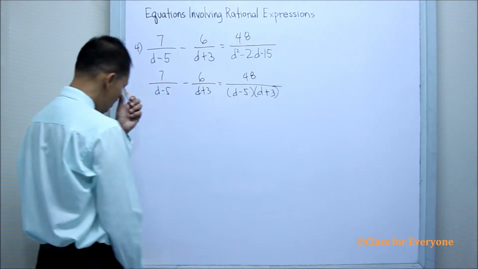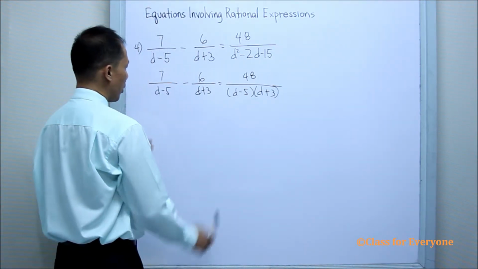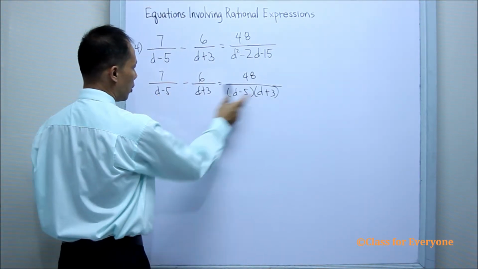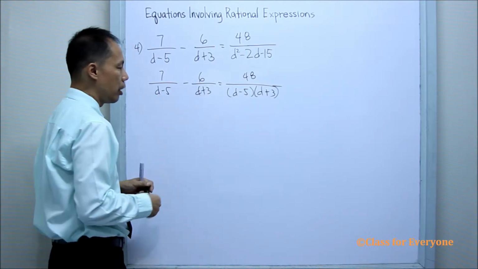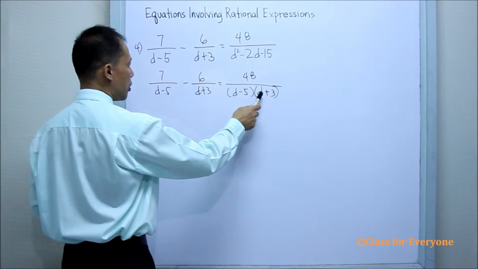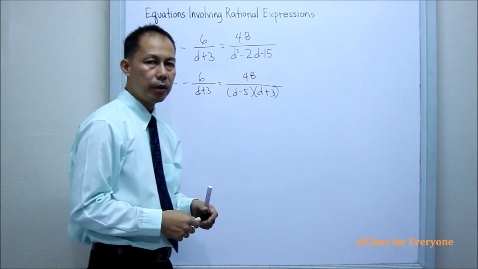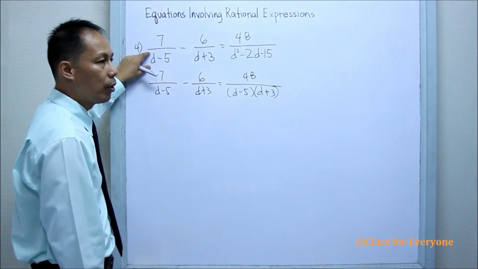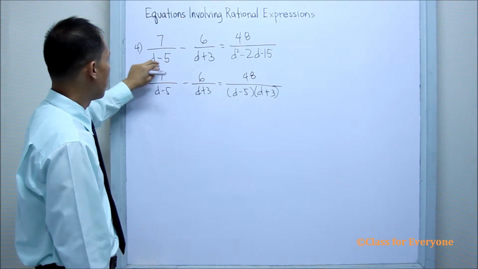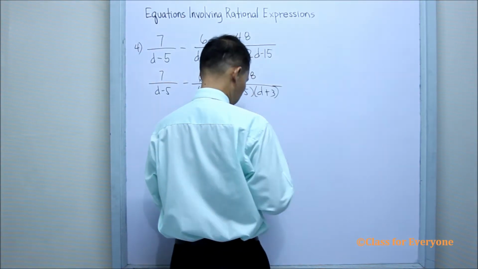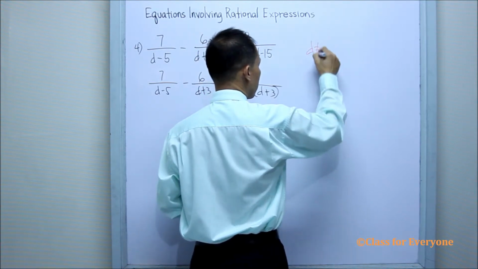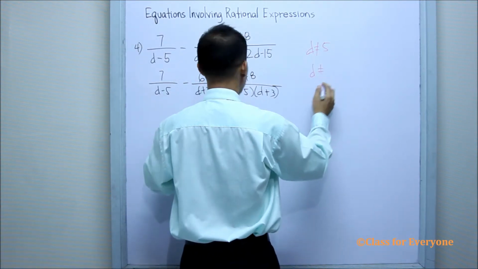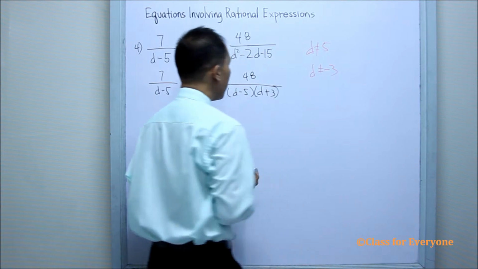My factors are correct. Now, I notice that the LCD, or the product of these two, is equal to the denominator, the product of this. So therefore, the LCD is d minus 5 times d plus 3. And we must have a restriction in this rational expression wherein the denominator should not be equal to 0. Therefore, d should not be equal to 5. And another one, d should not be equal to negative 3.